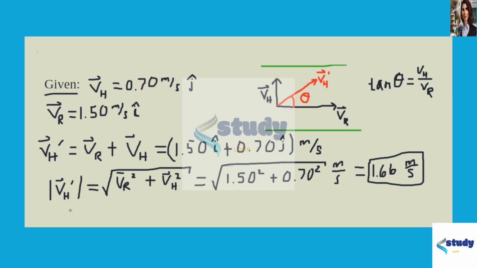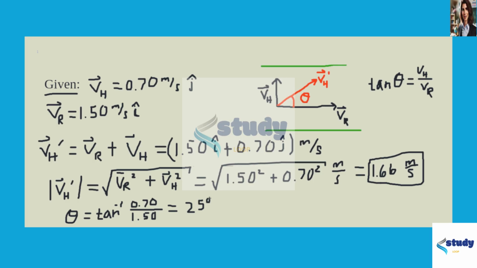So now going back down here, if you solve for theta, theta is equal to the inverse tangent, which you could write as tangent to the minus 1, of v h over v r. And we'll just plug in the values for those. So that's going to be 0.70 divided by v r, which is 1.50. And the meters per second units cancel, so I'm not going to worry about that. So if you take the inverse tangent of that value, you find that this equals 25 degrees.